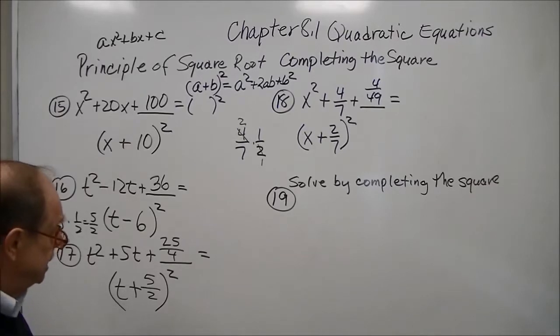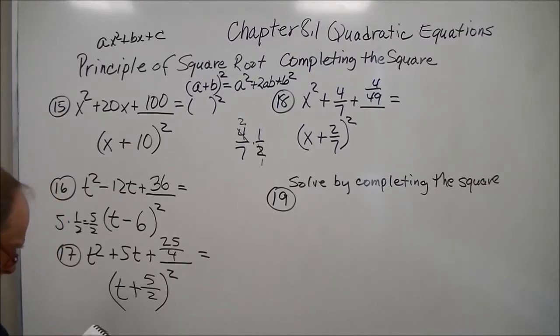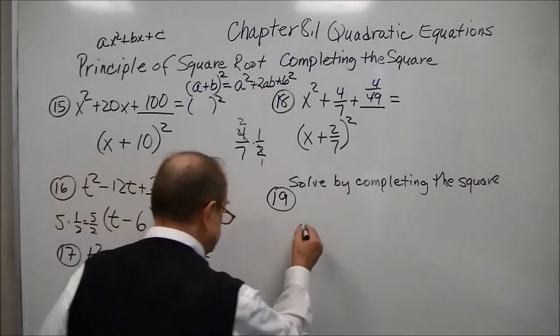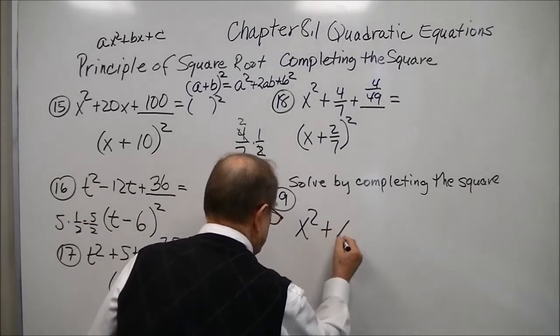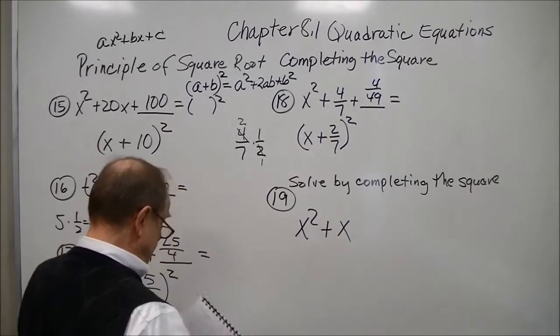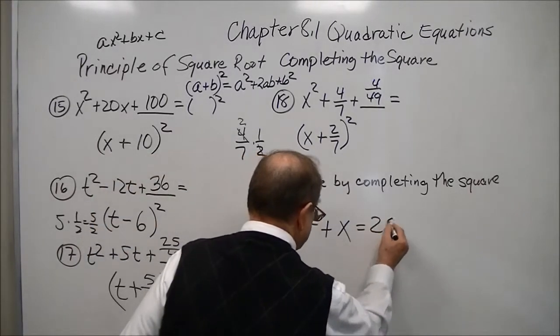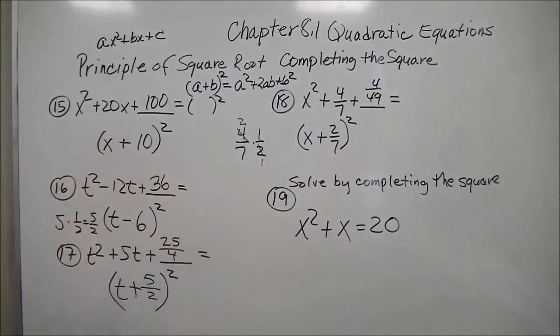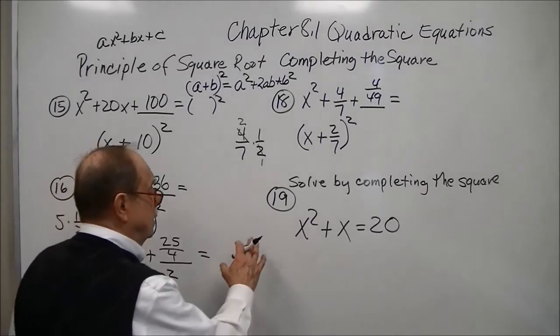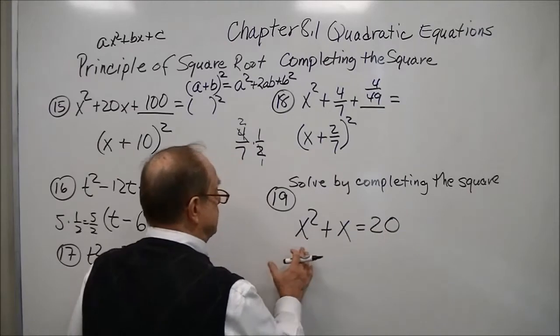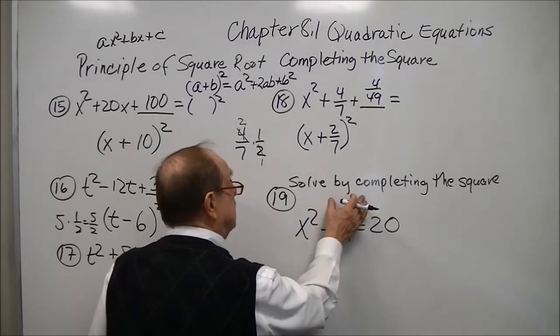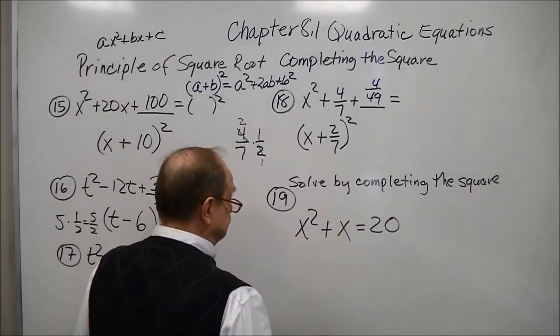And I guess I didn't write number 19 down. Let me write it down now. It's x squared plus x equals 20. Now, for this one, what they want us to do is to solve this equation by completing the square.